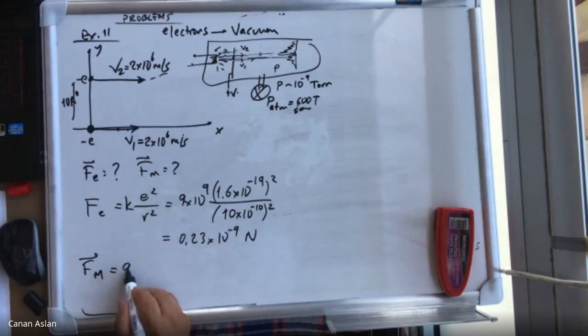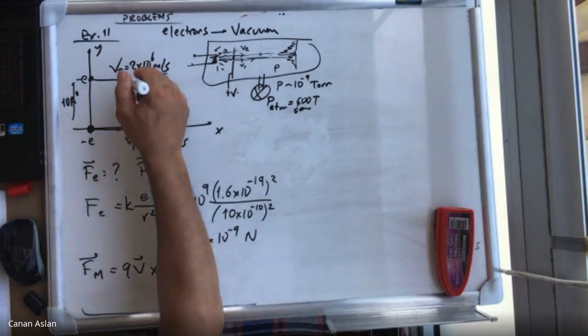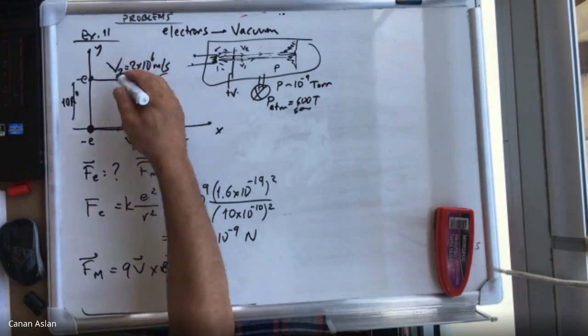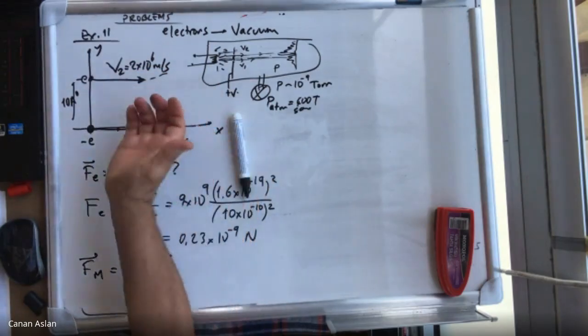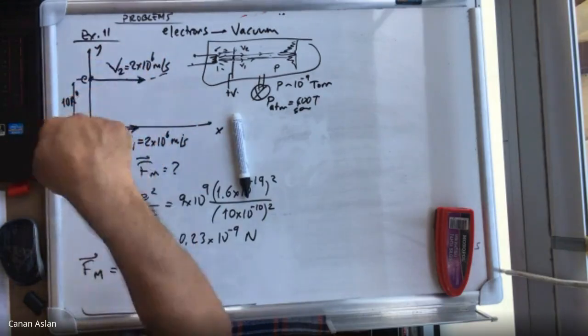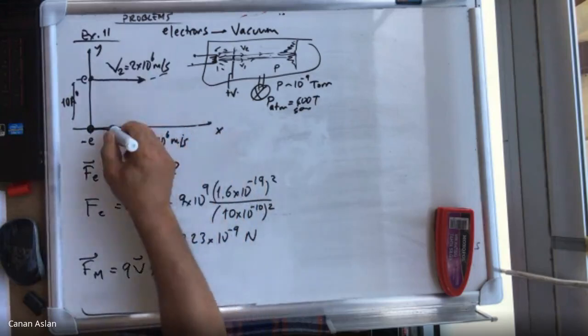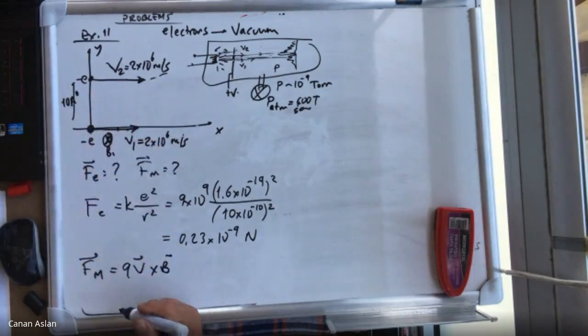Because remember that F equals QV cross B, where V is this velocity and B the magnetic field. Now let's see what magnetic field this second electron creates. If the electron is moving this way, the magnetic field is going into the page. So here B1 is into the page, because of the charge.